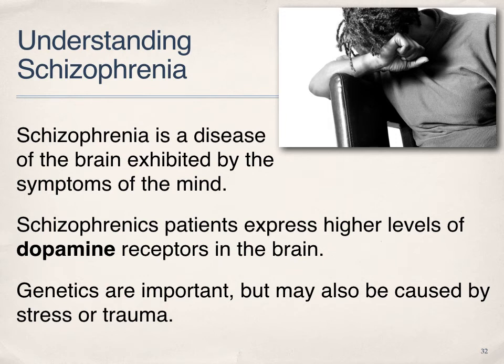Schizophrenics express higher levels of dopamine in the brain, or dopamine receptors, don't know why. Genetics matter. Schizophrenia does run in families to a certain extent. It can be brought on by brain trauma, concussion, or brain damage through drug use. And this is obviously quite tragic as well.